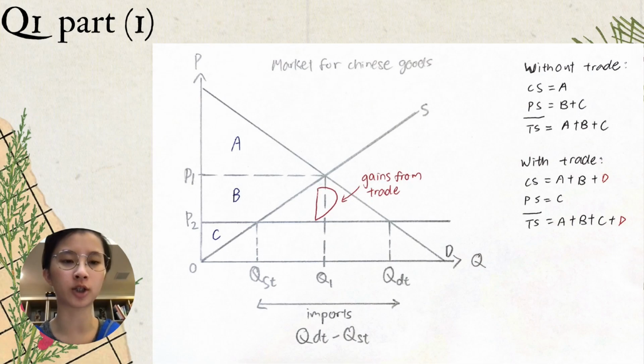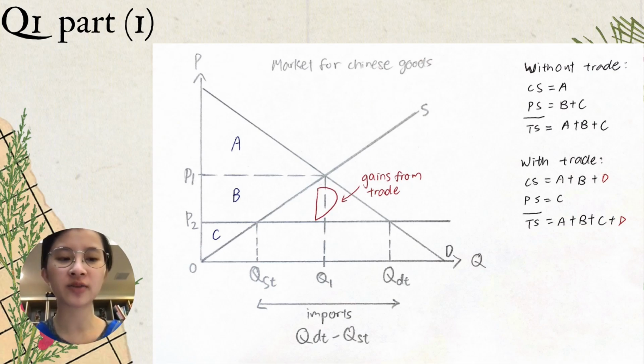So the first part of the question: use a diagram to explain why the USA became the importer of Chinese products under the WTO's free trade agreement. Before there was import of Chinese products, the market was at equilibrium, producing Q1 at price P1. Under the free trade agreement, price fell to P2, and therefore the demand for Chinese products in the US rose to QDT, which is quantity demanded with trade.